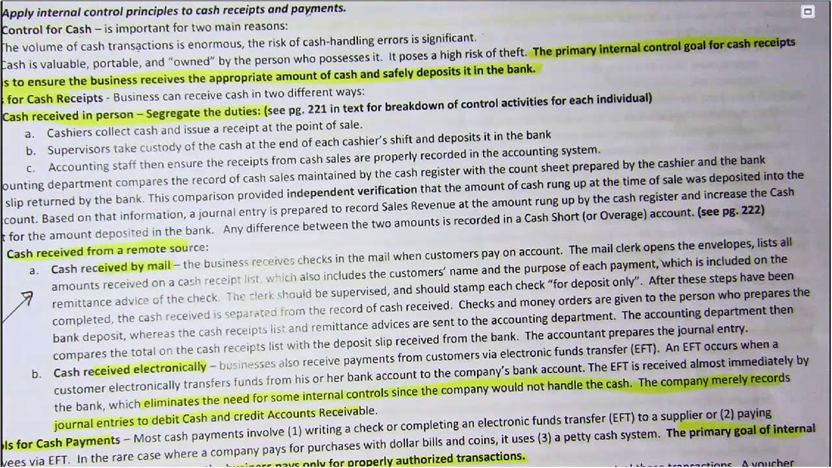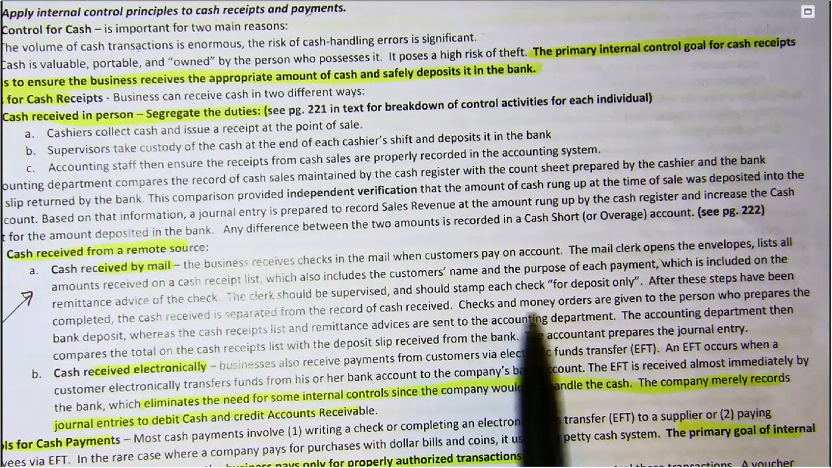It depends on the business and how much money they have to be able to pay people, very frankly. If it's a small business, they might not be able to afford a second person. They may use a camera instead. After these steps have been completed, the cash received, in other words, the checks, are separated from the records.